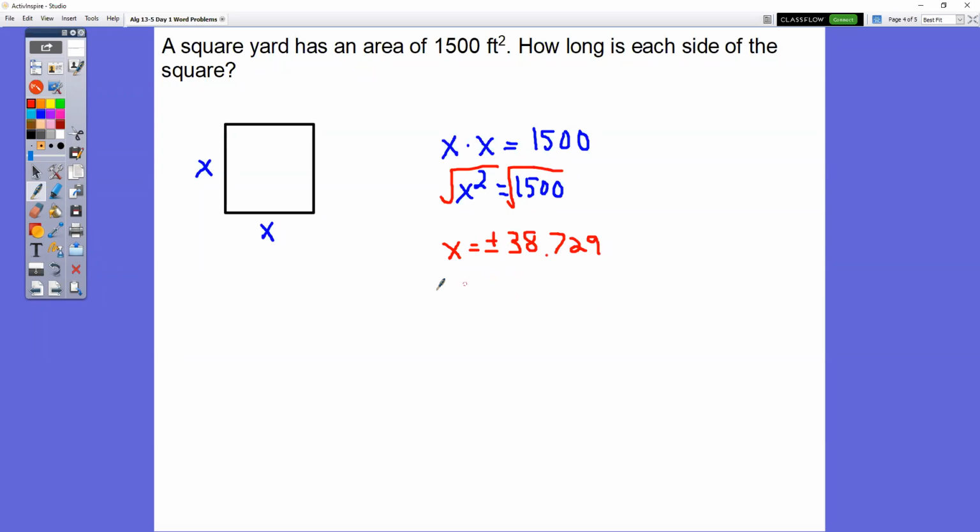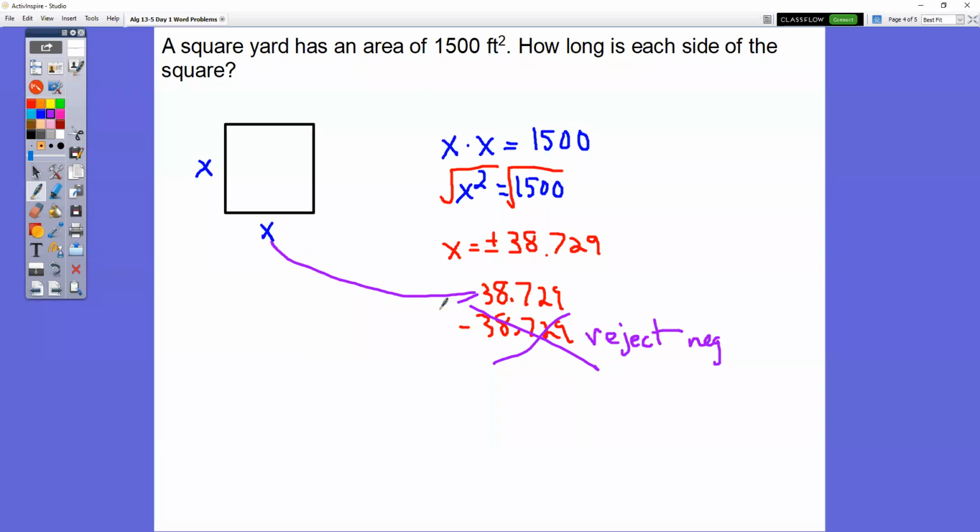So can we have these two answers? Remember, by writing the plus or minus, you're really saying that you have 38.729 and negative 38.729. Can I have a negative measurement? No, I can't. I can't have that negative side. So I'm going to reject the negative answer. So my answer is 38.729 and 38.729. Just pay attention to what they're telling you to round your answer to.